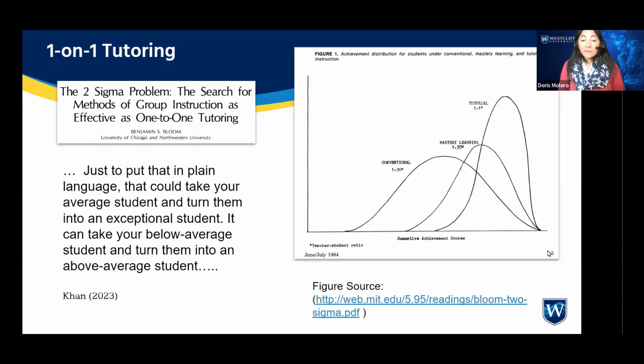Quoting this excerpt from Khan's latest TED Talk, he explained that, just to put it in plain language, you could take your average students and turn them into exceptional students, and can take your below average students and turn them into above average students. This I can certify, and this is what I've been experiencing with the use of ChatGPT to help my students.